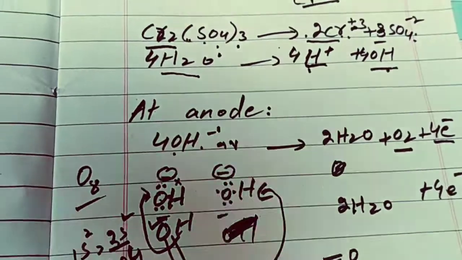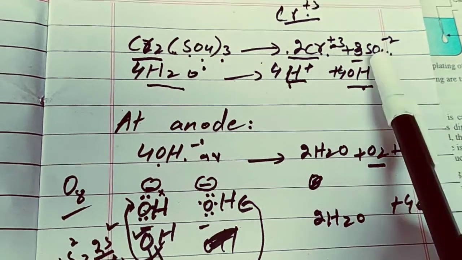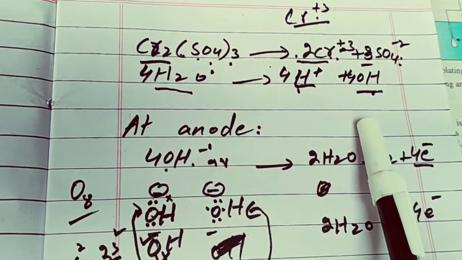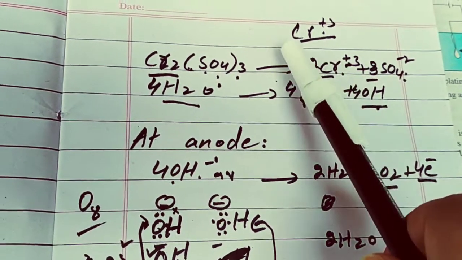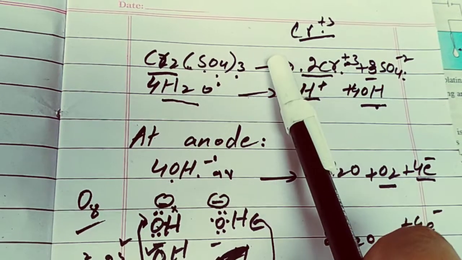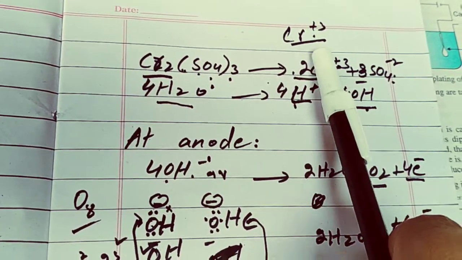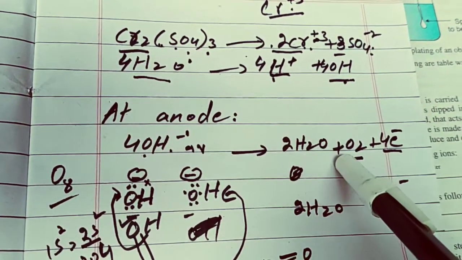That's why the number of anions, sulfate ions and hydroxide ions, will be less, which will prevent the further reoxidation of chromium ions, and the process of oxidation of chromium and deposition on the other metal can be stopped.